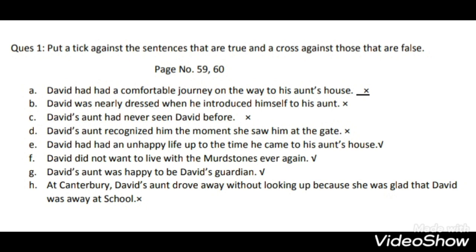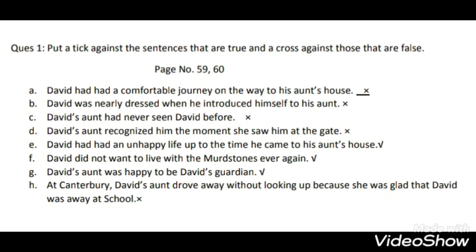Now come to D. David's aunt recognized him the moment she saw him at the gate. Wrong, yes, this sentence is wrong. No, she couldn't recognize him that time. E. David had an unhappy life up to the time he came to his aunt's house. Yes, he was not happy. Yes, this is correct. Come to F. David did not want to live with the Murdstones ever again. Yes, this is a true statement.